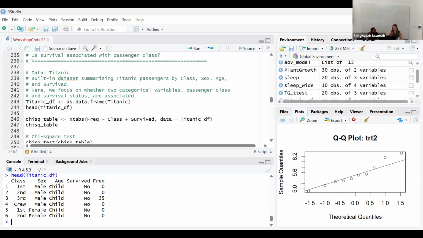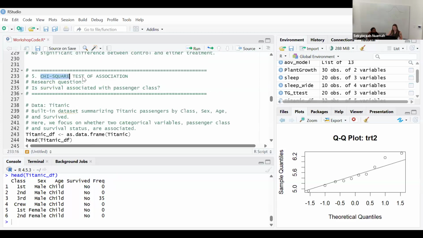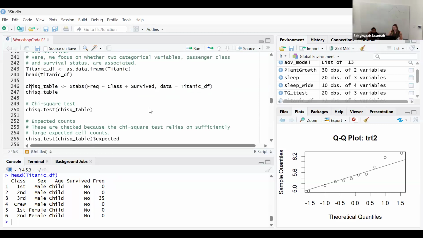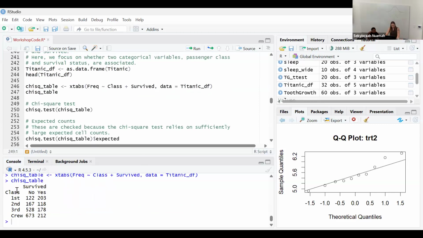The research question for this one, since we're going to do a chi-squared test of association, is: is survival associated with passenger class? In order to do that, we're going to put the data into a table. So we did it by class against whether they survived or not. For first class, 122 people did not survive, and 203 people in first class did survive. And the same with second, third, and crew.